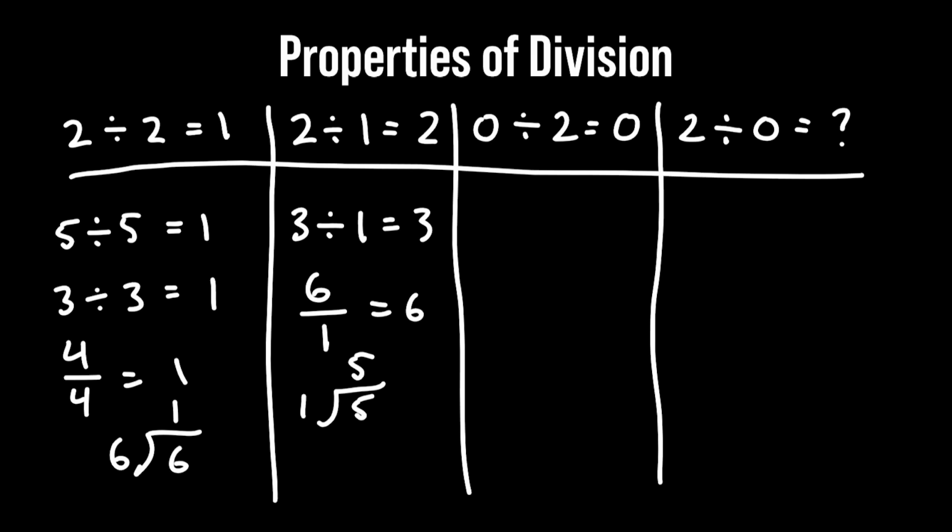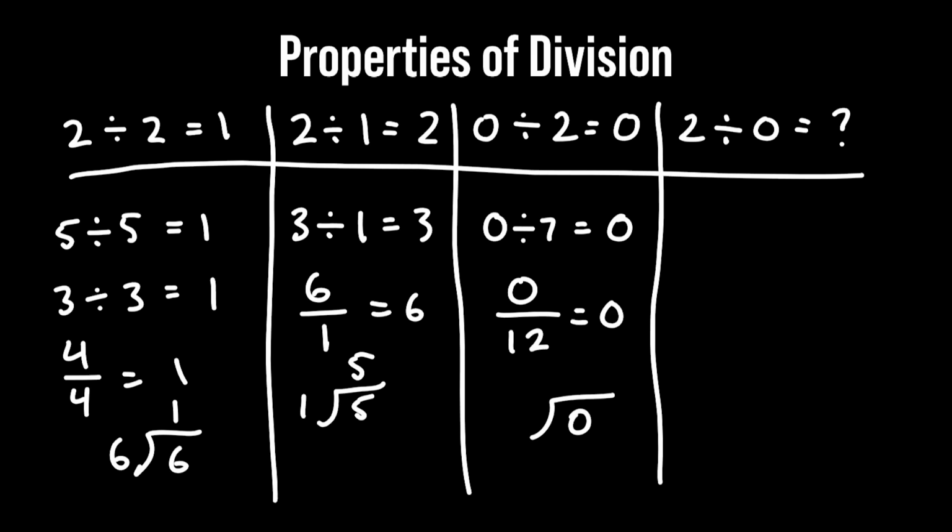0 divided by any number is 0. 0 divided by 7, for example, 0. 0 divided by 12, 0. And 0 divided by 7 is 0.